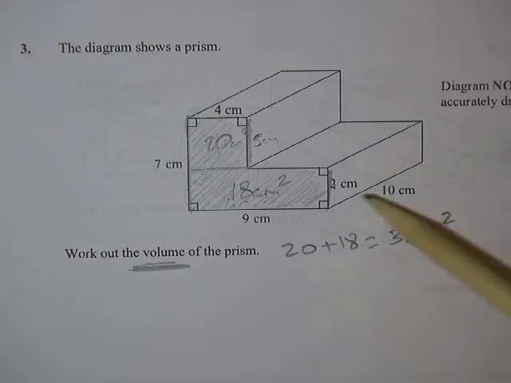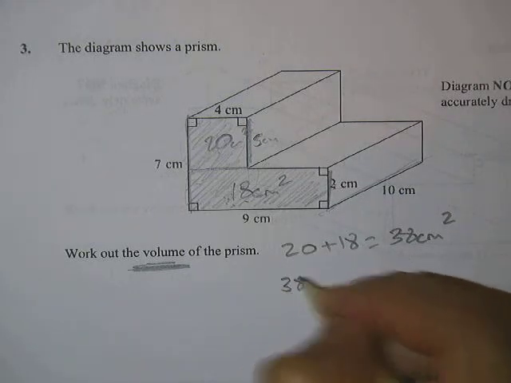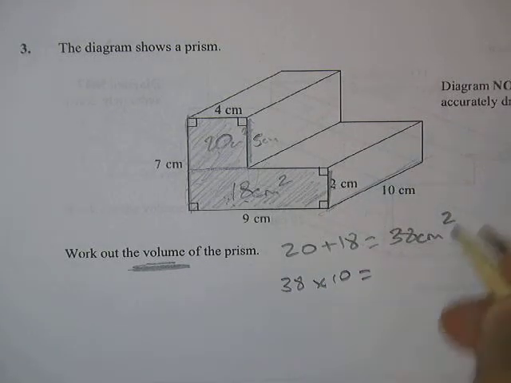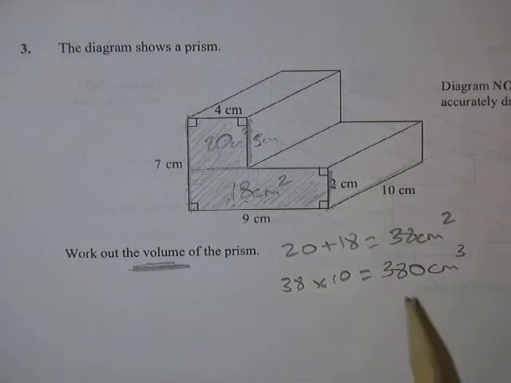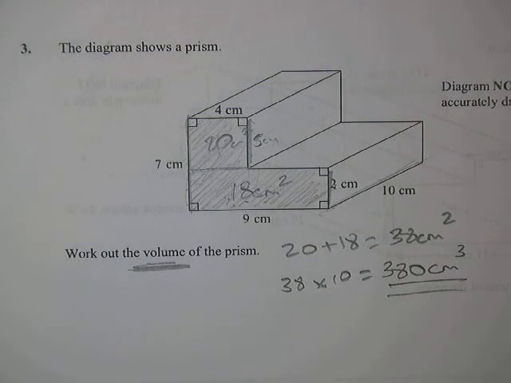What do we do now? We finally just times it by the length there to get the volume. So we've got 38 times 10, use your calculator, no problem, 380 centimetres cubed. Volume, so the units are going to be cubed. That's your answer. 4 marks for that question.